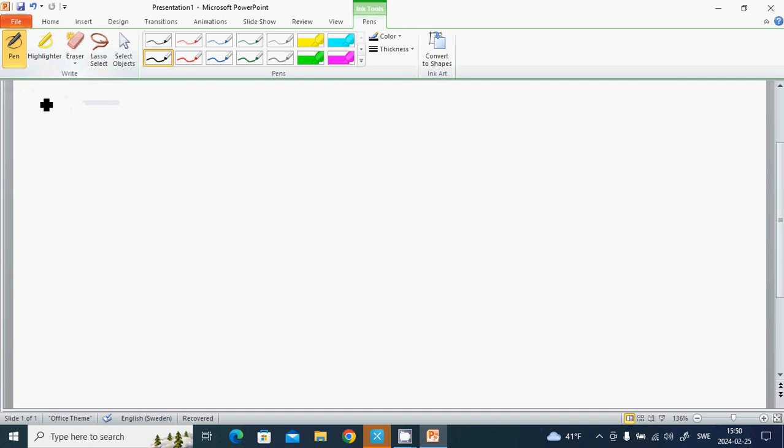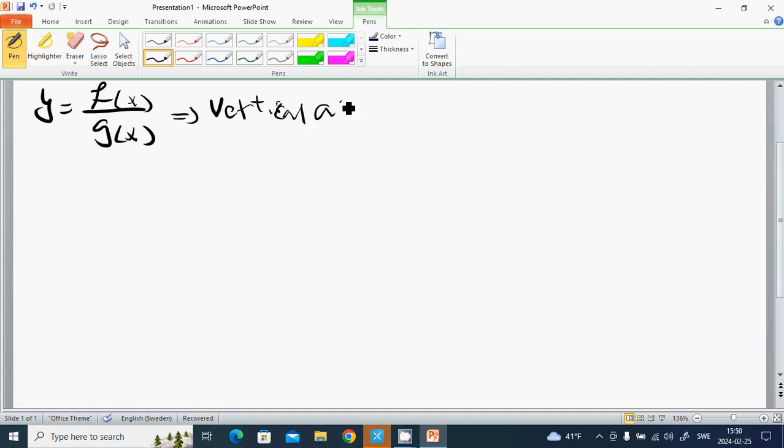If y equals f of x divided by g of x, then the vertical asymptote is where g of x equals 0. g of x equals 0, the roots.